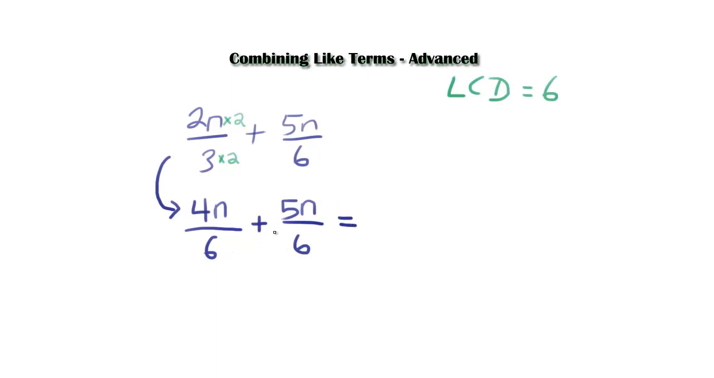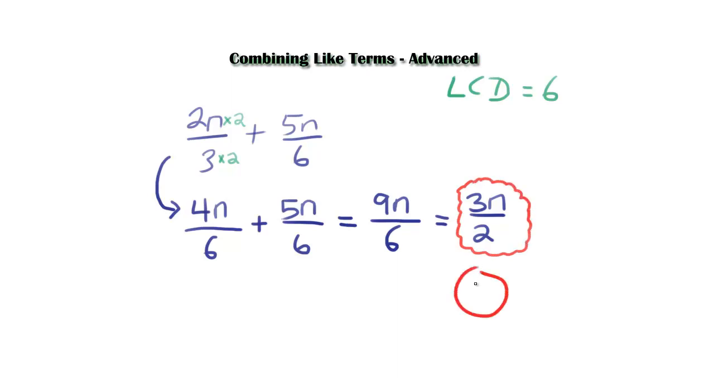So let's do that. We have 4n plus the 5n. That's going to give us 9n. And you know this, you don't add the denominators, you just leave it at 6. Well, you can reduce this. So you always want to reduce when you can. 3 goes into 9 and 6, so that's going to be 3n over 2. And we are done. And we're happy.